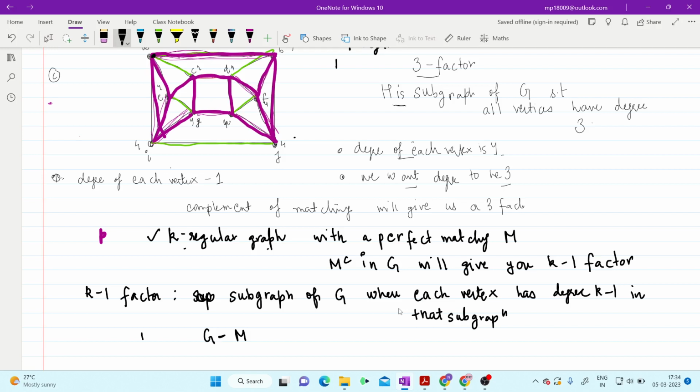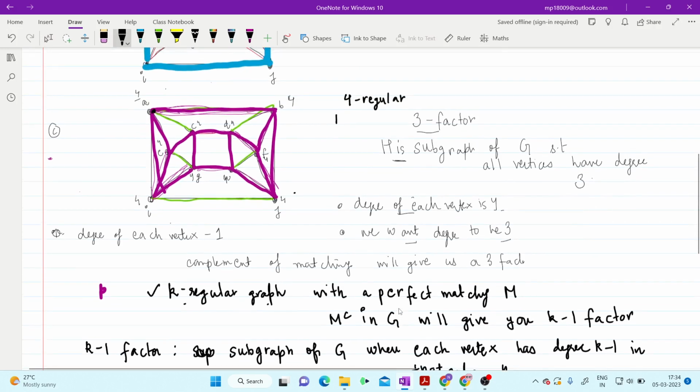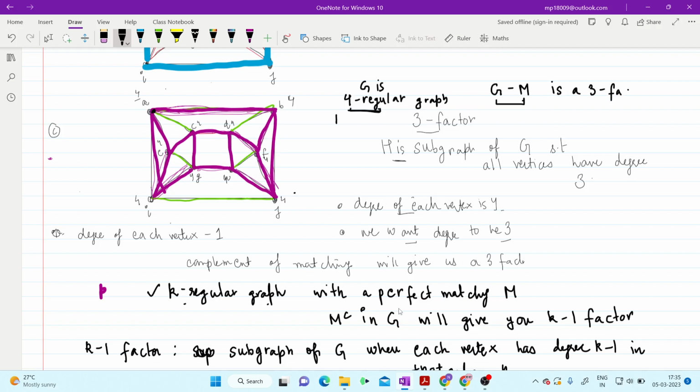In this example it is coming out to be so because this is four regular. I'm just saying that if we have a four regular graph, by four regular graph we mean that each vertex has degree 4, so G is a four regular graph. If we take G minus a perfect matching, this graph G minus perfect matching is a three factor. But we don't call G a three factor. No. Okay, ma'am, that's my doubt.